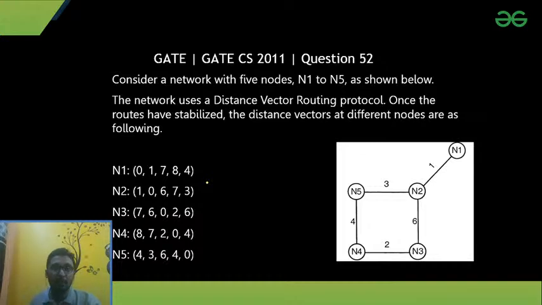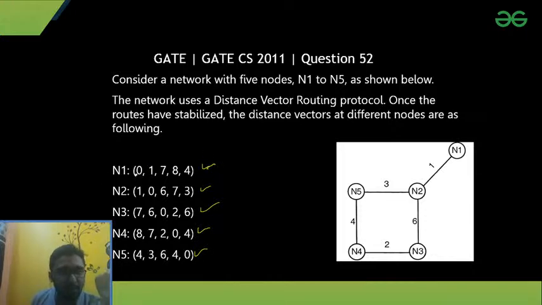Right. So, next question. This question was asked in GATE Computer Science 2011, question number 52. Consider a network with 5 nodes, N1 to N5, as shown. The network uses a distance vector routing protocol. Once the routes are stabilized, the distance vectors at different nodes are as follows. So these are the final distance vectors after the convergence of the distance vector protocol.